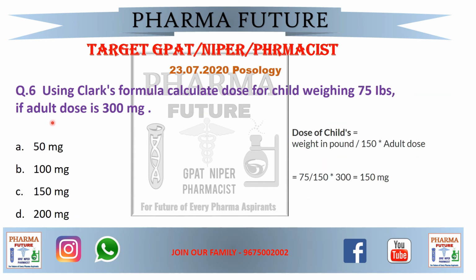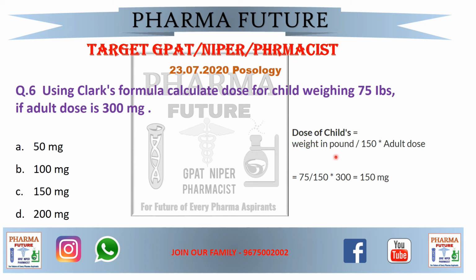Moving to the sixth and last question, using Clark formula calculate the dose for a child whose weight is 75 pound if adult dose is 300 mg. Option A 50 mg, option B 100 mg, option C 150 mg, and option D 200 mg. Then we'll see the dose calculation of a child when weight is given in pound.